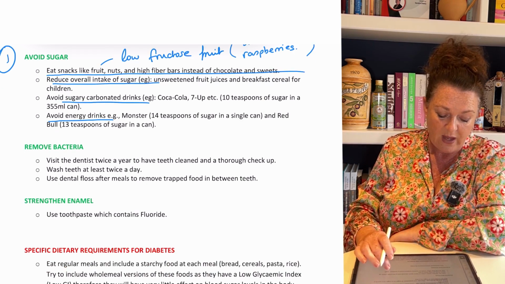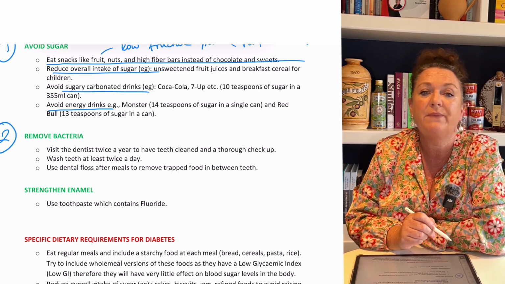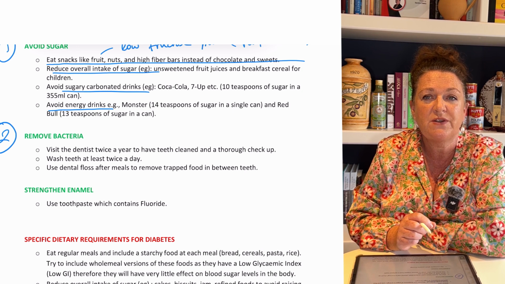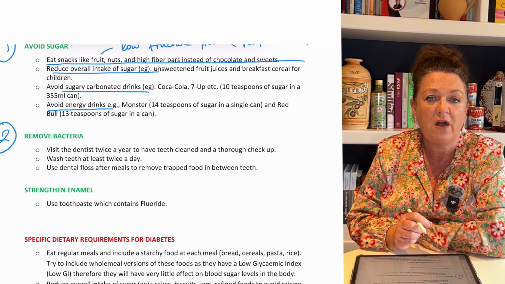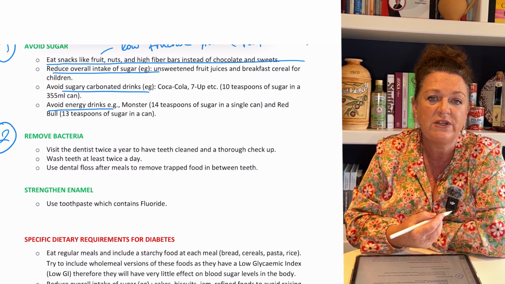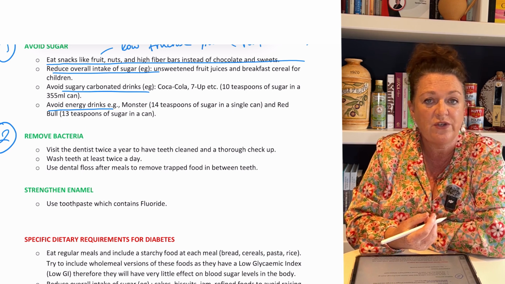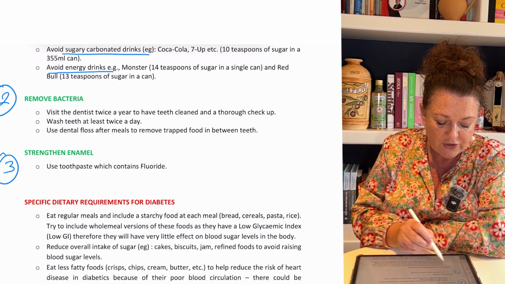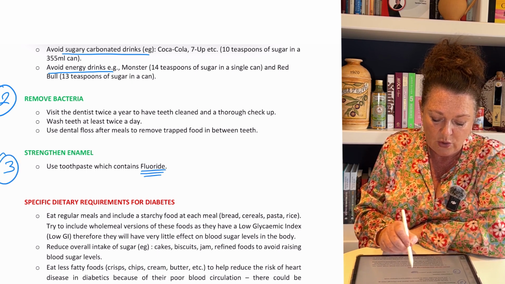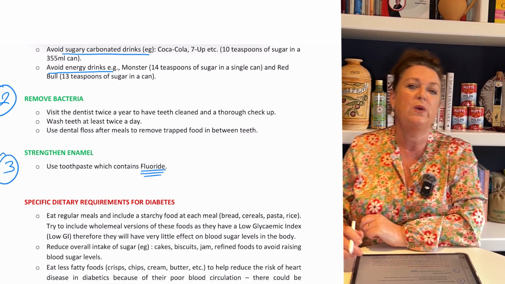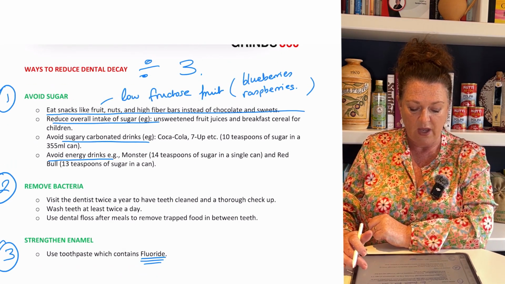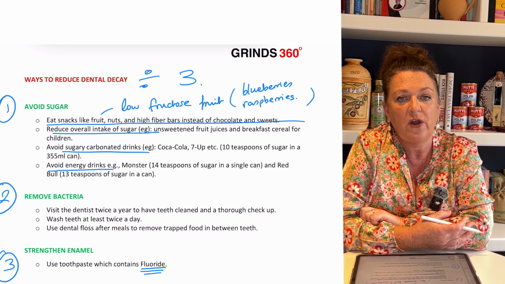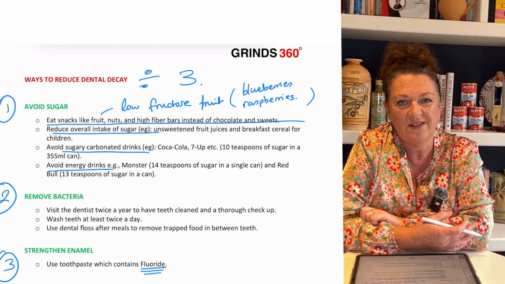Secondly, remove bacteria, and the best way to do that of course is washing your teeth with a toothpaste, or also flossing in between the teeth to get rid of the food, because if there's no food in between your teeth, the bacteria have no interest in being there. And number 3, strengthen the enamel, ideally with fluoride, which will strengthen the teeth, particularly strengthen the enamel. So that's our three different ways for today.